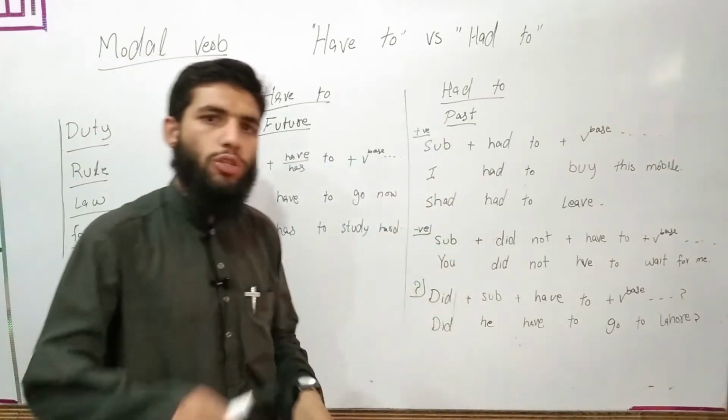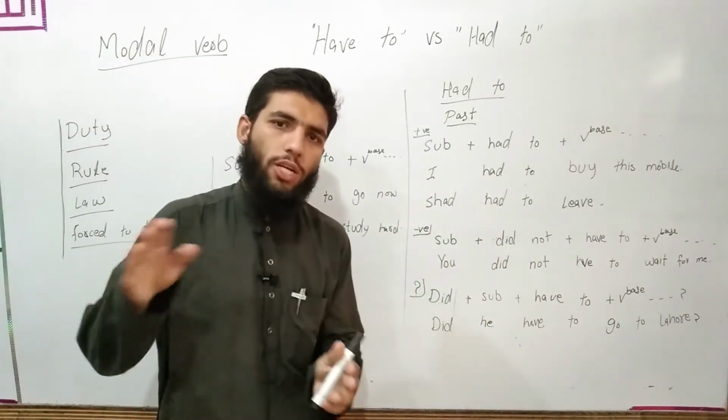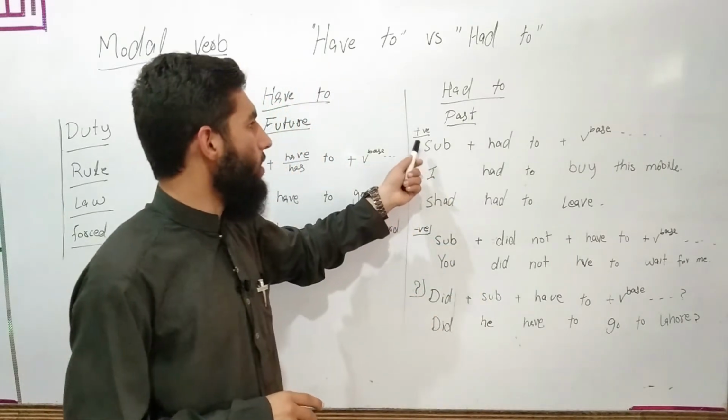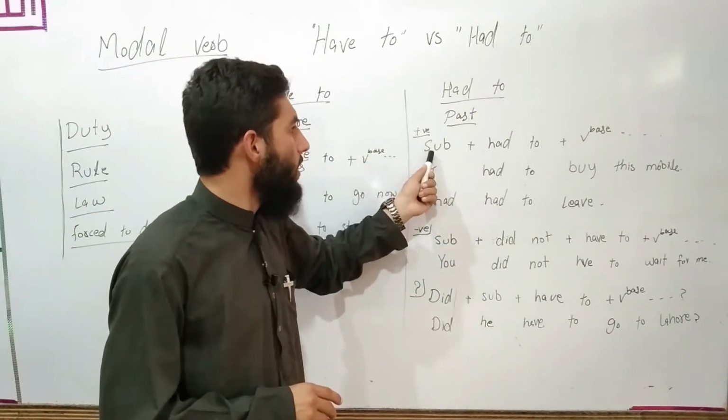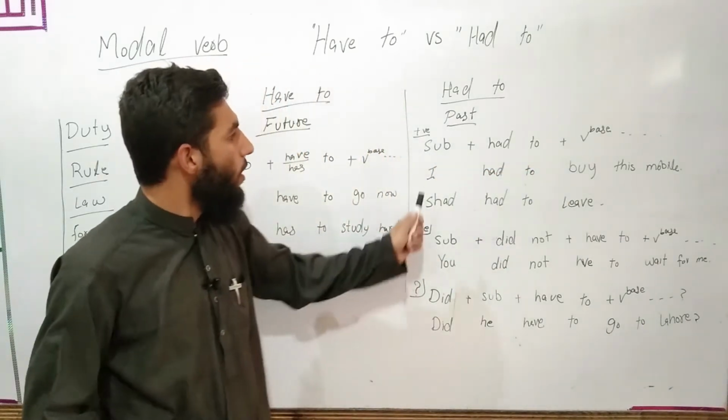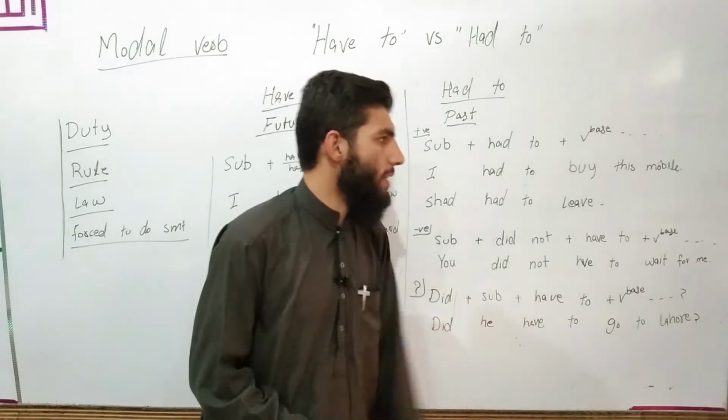Had to is used for the past. So positive structure: subject plus had to plus base form and rest of the sentence. I had to buy this mobile.